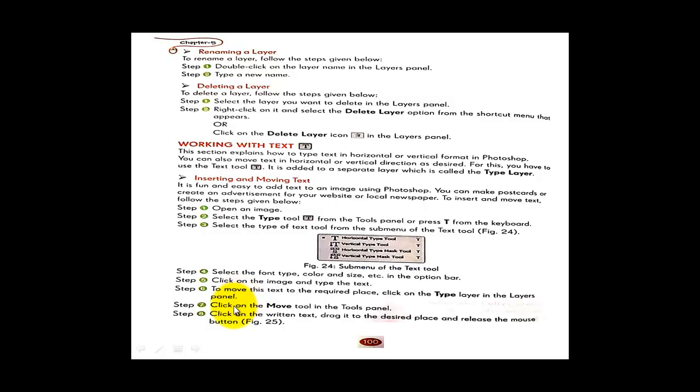Before moving the text, what you have to do is click on the move tool in order to move the text where you want to place it. First click on the move tool in the tools panel, and after that click on the written text, drag it to the desired place, and release the mouse button as shown in figure number 25.